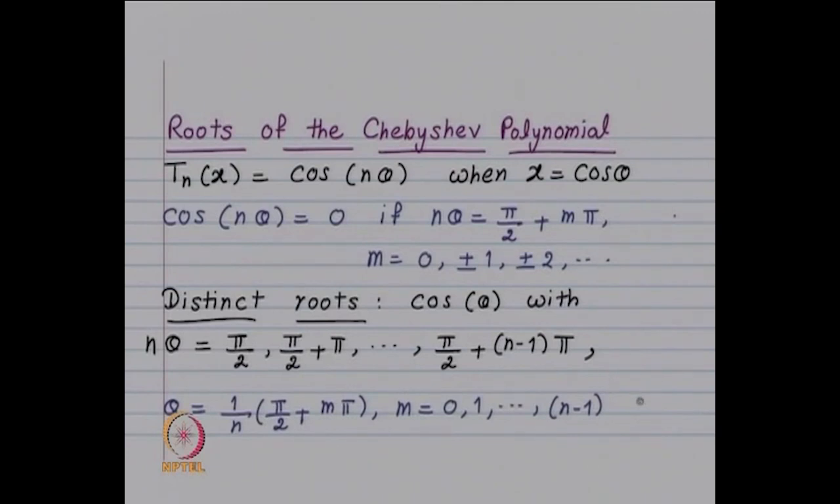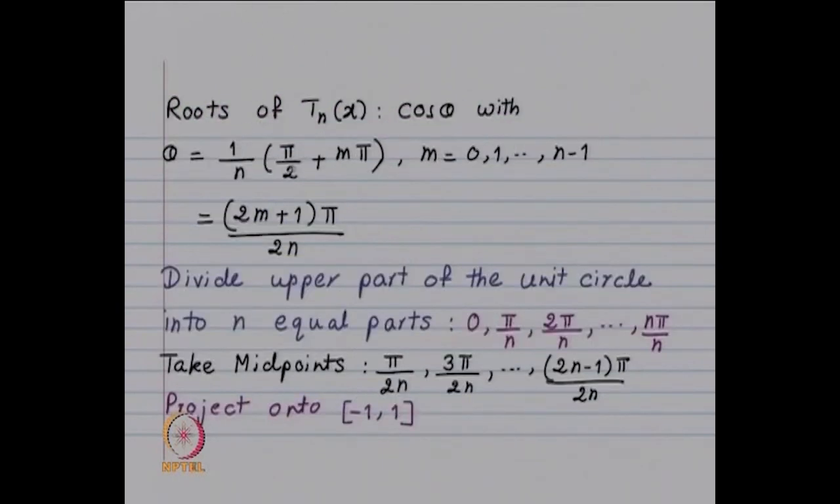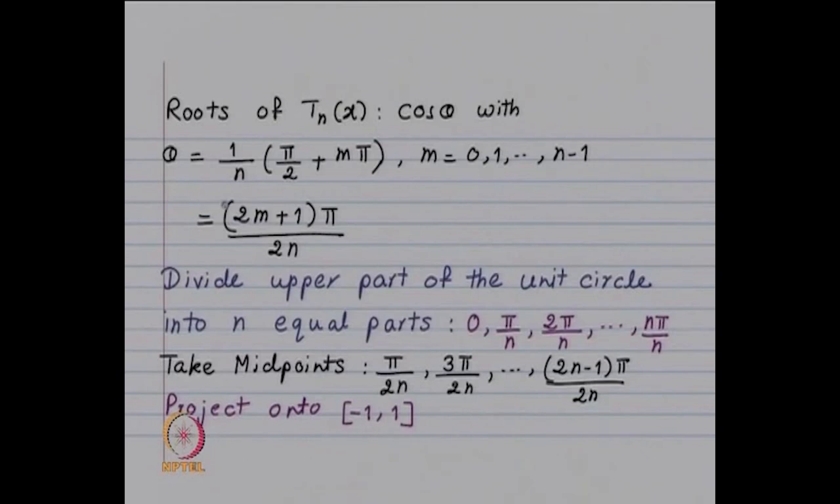When m is equal to n, then you get again the same root. So, the roots of T_n(x) are given by theta equal to 1 by n into (pi by 2 plus m pi), that is (2m plus 1) pi by 2n. Now, these can be interpreted as dividing the upper part of the unit circle into n equal parts. So, we are taking the points 0, pi by n, 2 pi by n, up to n pi by n. Take the midpoints and project onto minus 1 to 1.